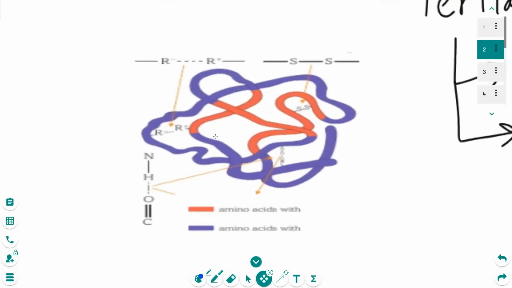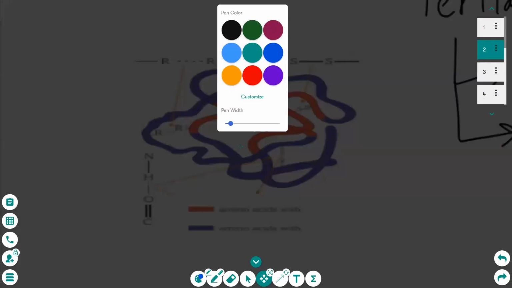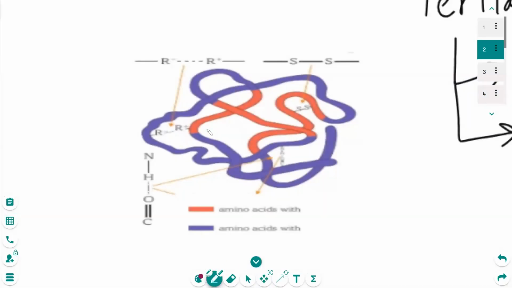So here we have a diagram of a protein that's folding into its tertiary structure. Let's go through the different bonds that we mentioned. So we have an R minus and an R plus. This one, which is here, is called the ionic. These are the ionic bonds.